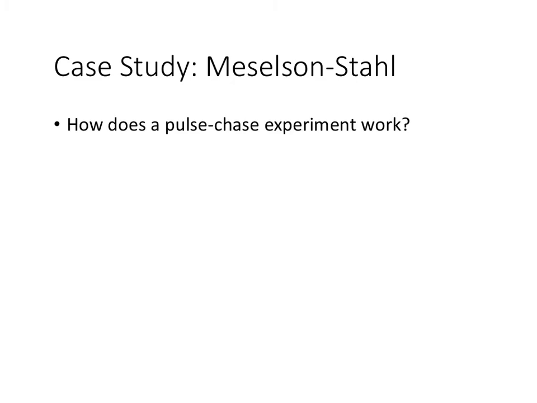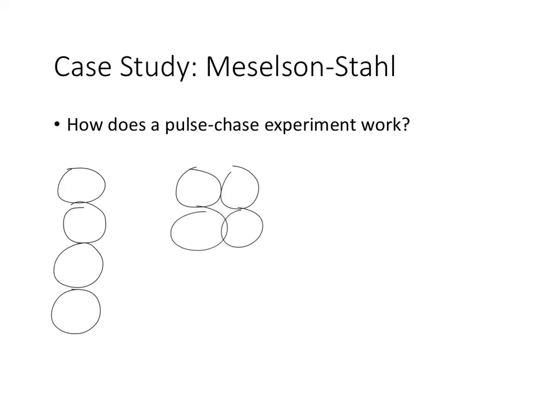So let me set up the situation here. We're going to start with a population of 4 bacteria. Meselson and Stahl worked with E. coli. And what do you know about E. coli? About their DNA? It's plasmid. Yep. Bacteria have plasmid DNA, which is circular.